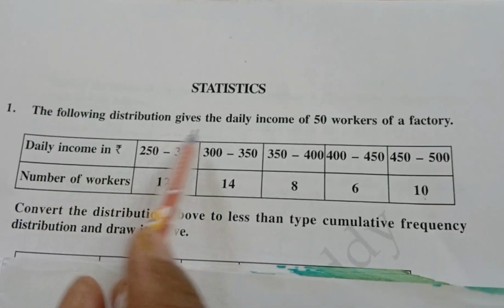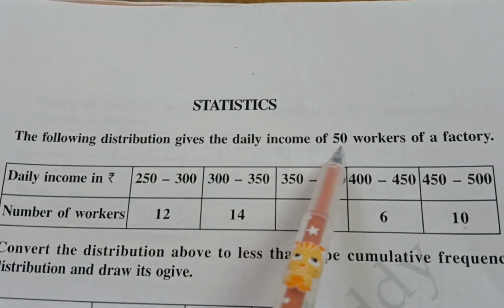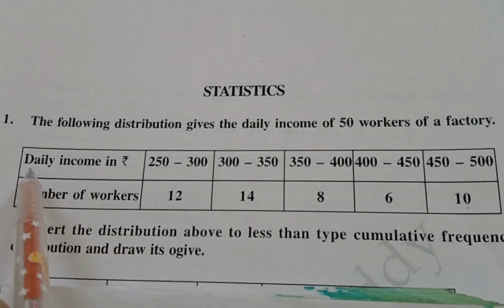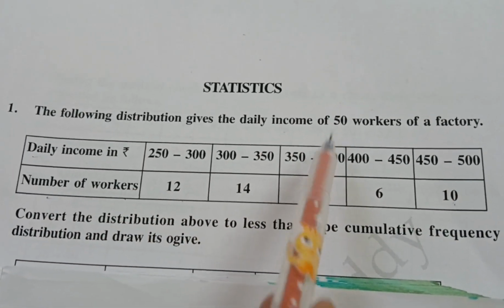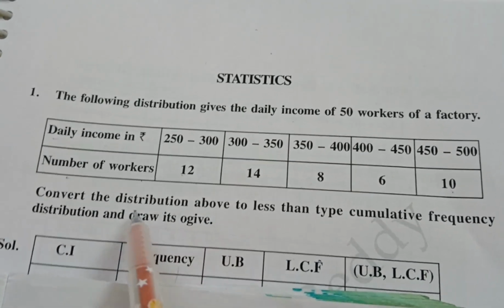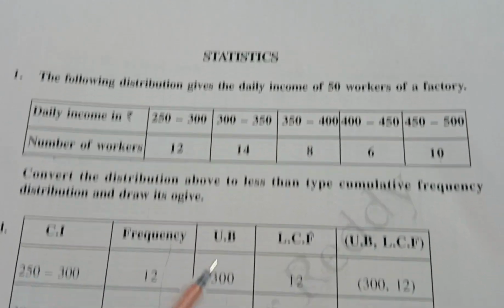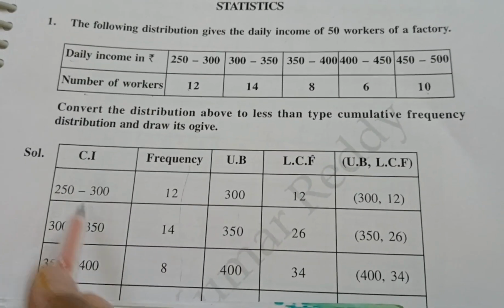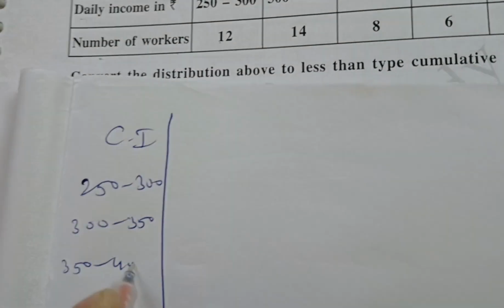Let us discuss one question on LCF. The following distribution gives the daily income of 50 workers of a factory. Daily income (CA) is given like this, and the number of workers is given, that is 50 workers. Convert the distribution above to a less than type cumulative frequency distribution and draw its ogive. Here CA is given, and the CA column is written like this.